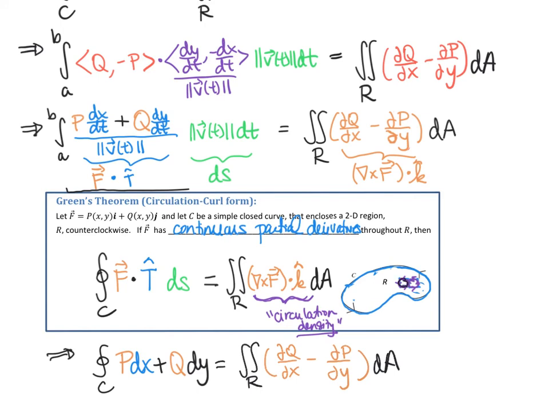All right, so let's do some examples and see how we can use this. The good news is this is going to give us another way to calculate circulation. Instead of just doing the line integral, we can now do a double integral on the interior.